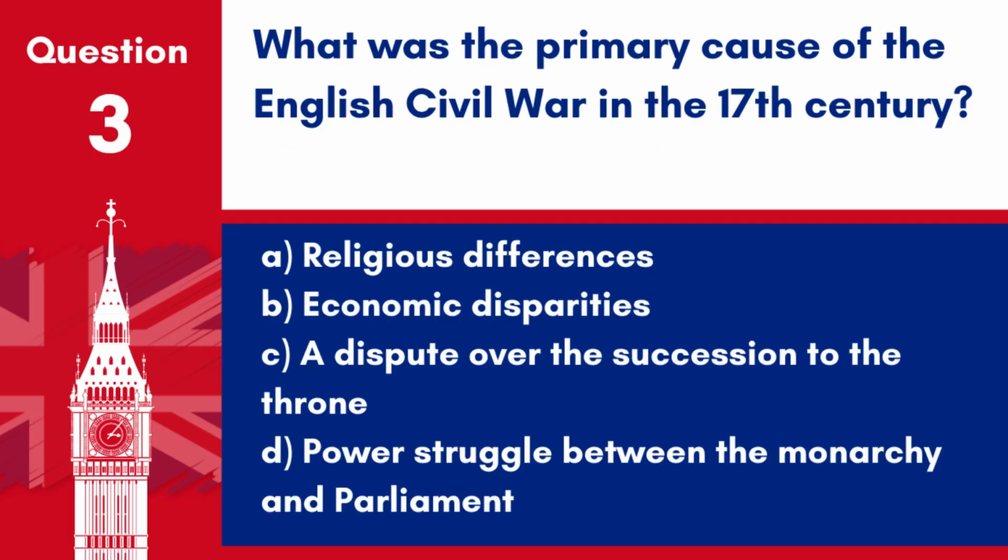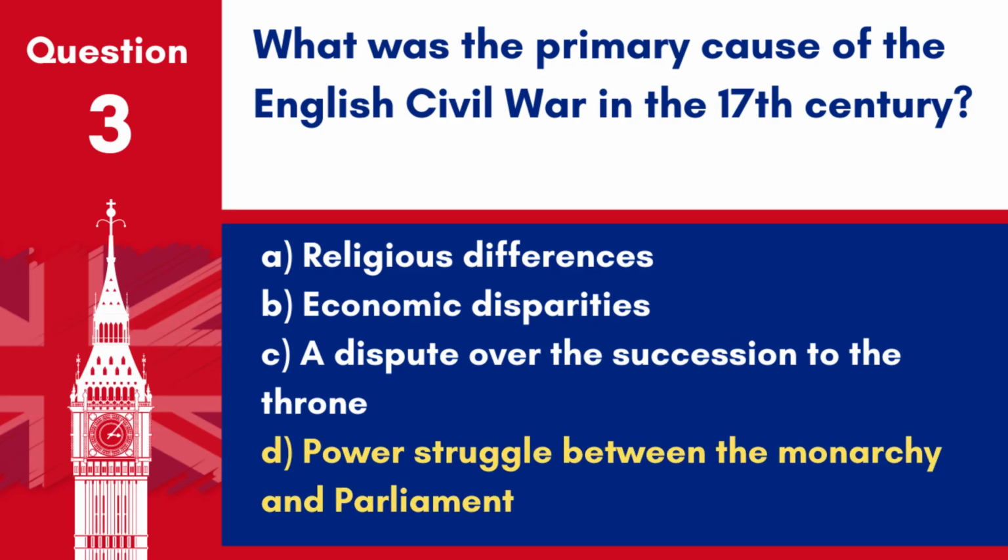Question 3. What was the primary cause of the English Civil War in the 17th century? A. Religious differences. B. Economic disparities. C. A dispute over the succession to the throne. D. Power struggle between the monarchy and Parliament.